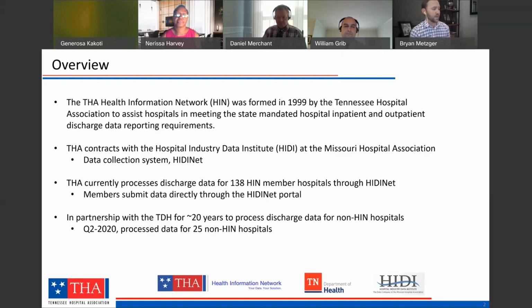We'll talk a little bit later about the types of reports that they get back and that non-member hospitals also receive. For the majority of those years, we've also partnered with the Department of Health to process discharge data for what we call non-HIN hospitals, or hospitals that are not members of THA and thus submit their data directly to the Department of Health. There are about 25 of those that we're processing data for.